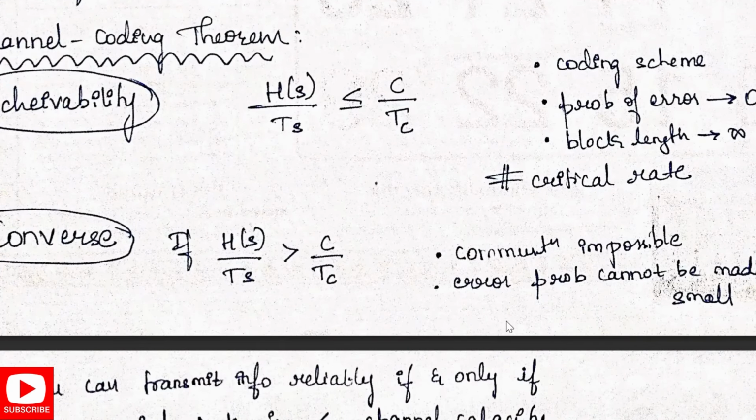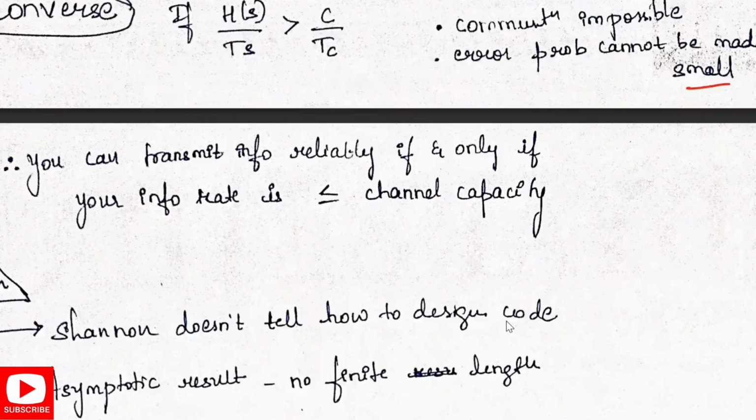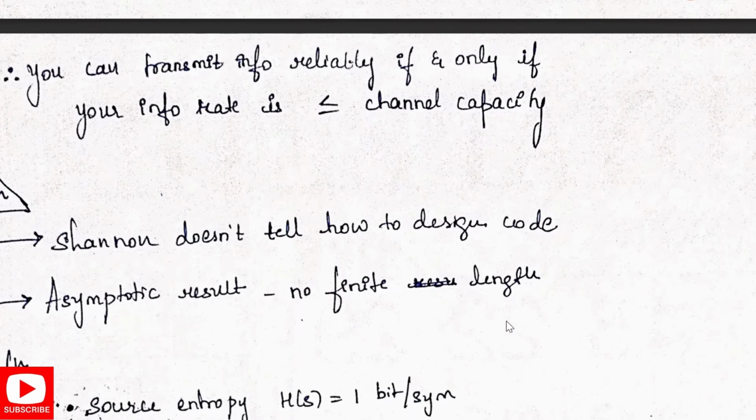Now comes the channel coding theorem. First property, it is achievable, as H of S by Ts is less than or equal to C by Tc. This is, you can say, an achievable task. With a coding scheme, the probability of error is 0 and the block length can be infinite. So this is the critical rate. Next, the converse: if H of S by Ts is greater than C by Tc, then communication becomes impossible. Error probability cannot be made small. Therefore, you can transmit information reliably if and only if your rate is less than or equal to the channel capacity.